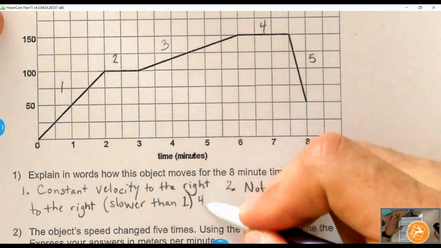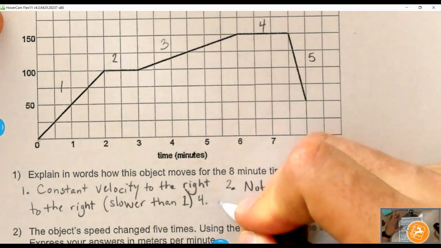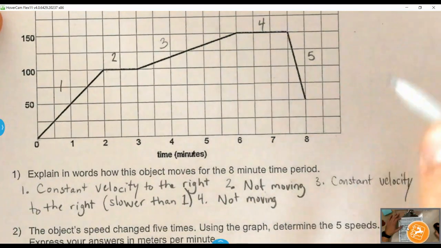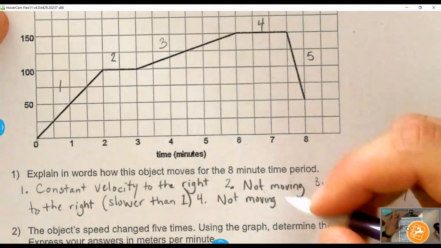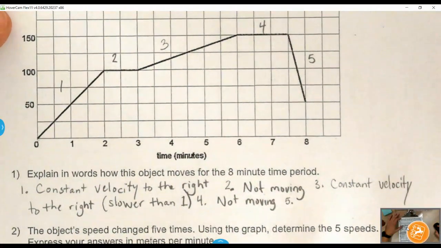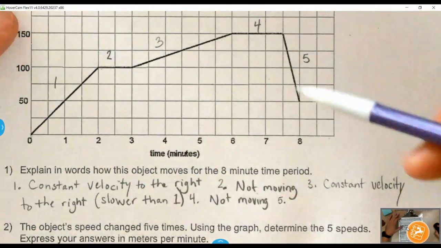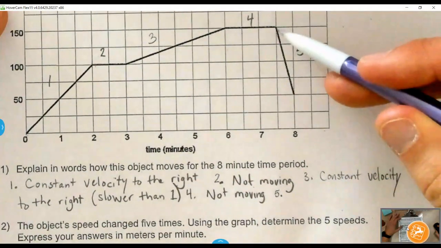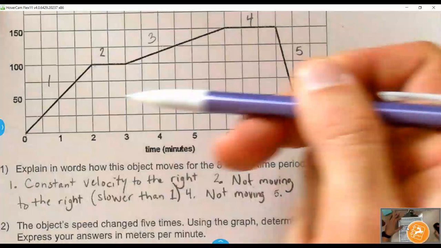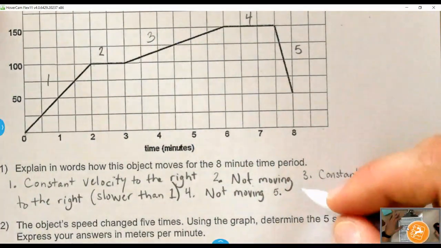All right, 4, what's good at 4, guys? Correct. Not moving, at rest, okay, because there's no change in position. But 5, oh boy, what's good at 5? Good. Constant velocity. Now, because it's moving in the negative direction, we're going to say, all right, it's moving now back to the left.